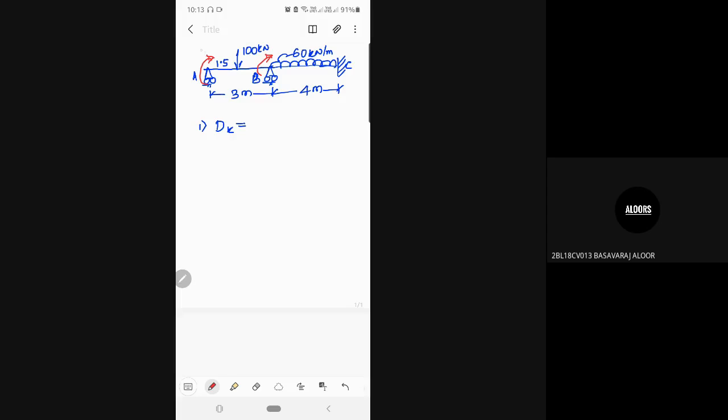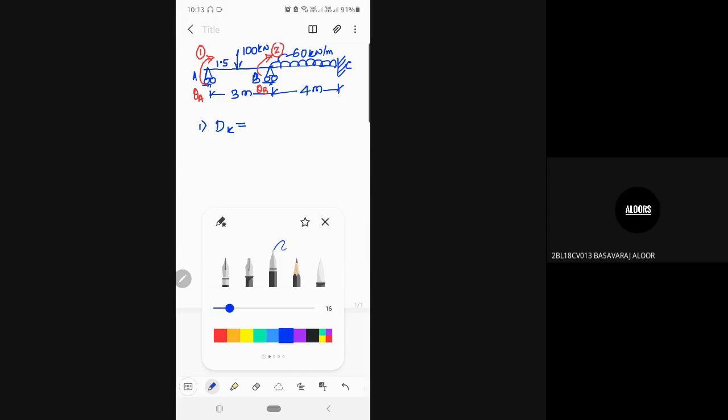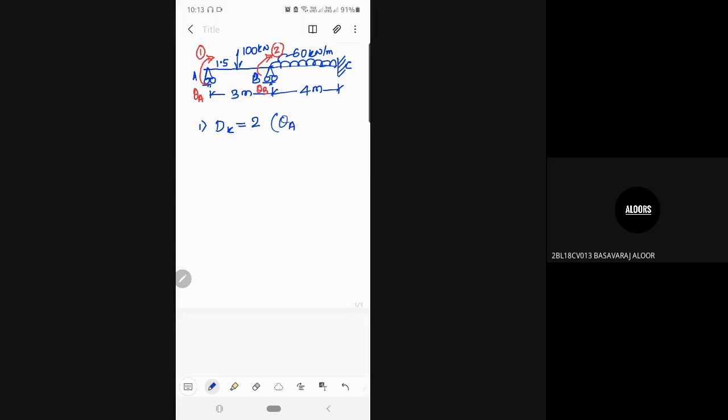So let me take rotation at A as coordinate 1, and rotation at B as coordinate number 2. So coordinate 1 corresponds to theta A, and 2 corresponds to theta B. Clear? Now this Dk is 2. What is that 2? It is theta A and theta B. There are two unknown values. Dk is equal to theta A and theta B.